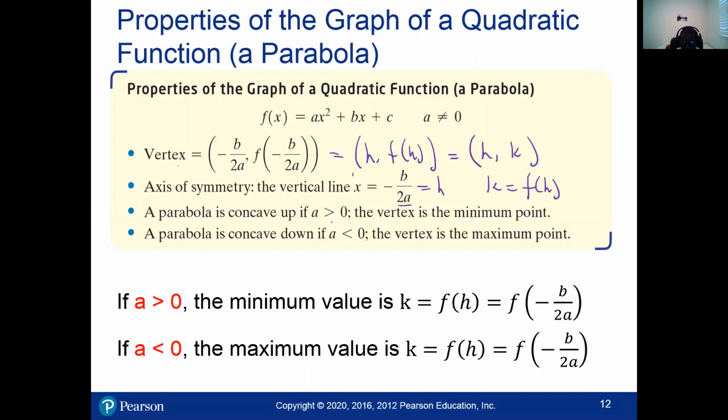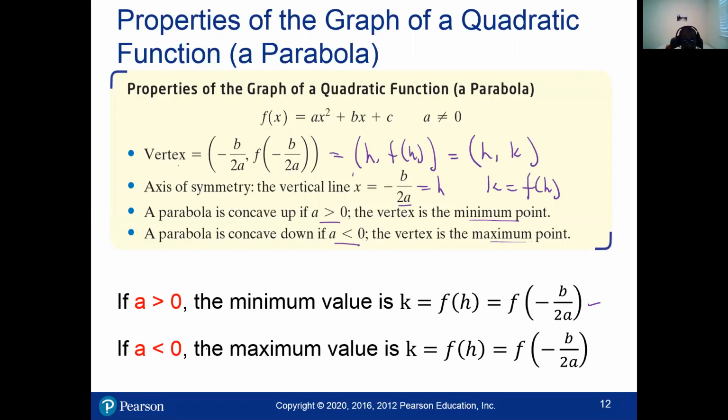If it's concave up, when a is greater than 0, then the vertex is a minimum point. If it is concave down, your a is negative, and it is a maximum point. So that means the y coordinate will be either the maximum value or the minimum value. If a is greater than 0, the minimum value is k, which is equal to f of h, which is the same as f of -b over 2a. Now remember, the h is the x coordinate of the vertex.